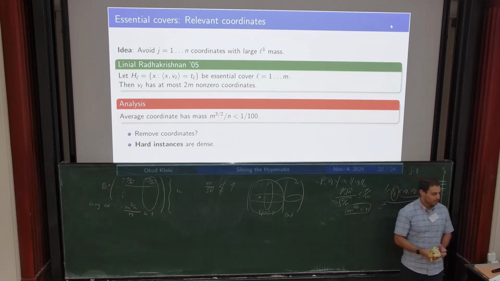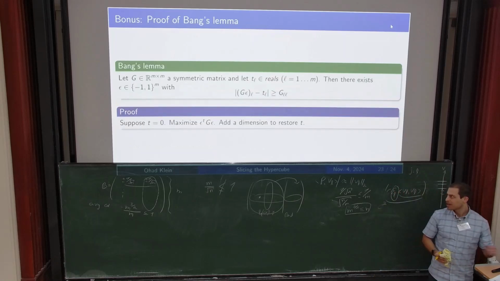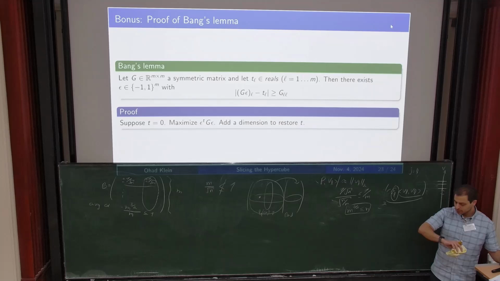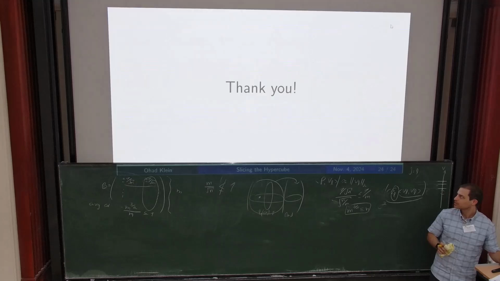So I hope maybe we'll be able to combine these proofs. I think so. I just wanted to show that there is a very short proof of Banks' lemma to make the talk more self-contained, but I think we'll skip it. But there is a really short proof for Banks' lemma, so there is really no magic.